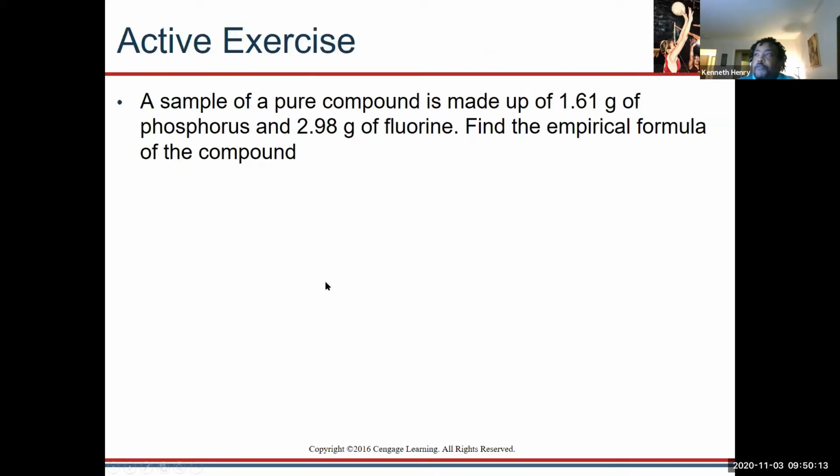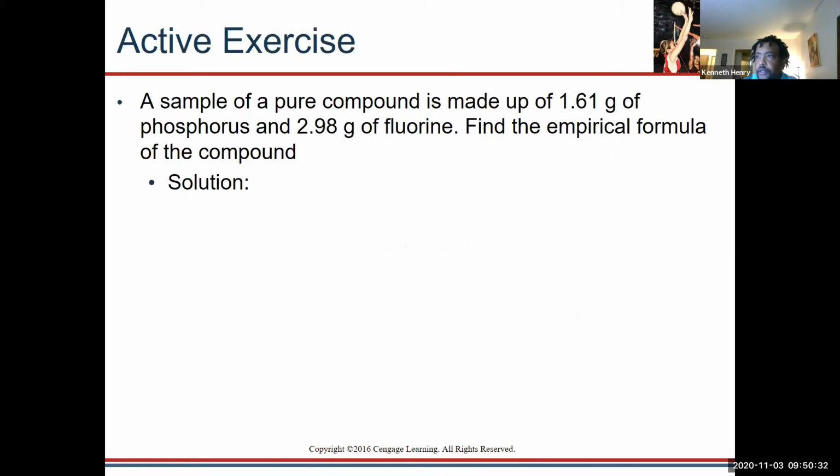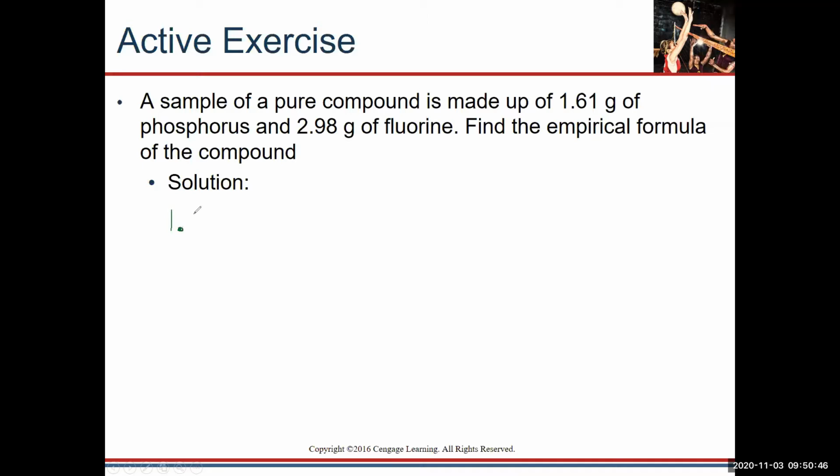A sample of pure compound is made up of 1.61 grams of phosphorus and 2.98 grams of fluorine. Find the empirical formula of the compound. So, what are our givens? 1.61 grams of phosphorus and 2.98 grams of fluorine.